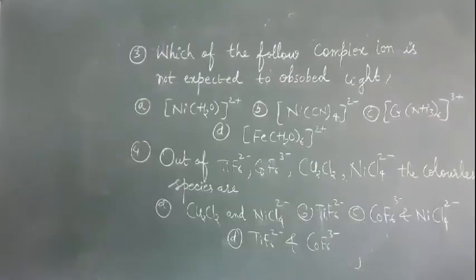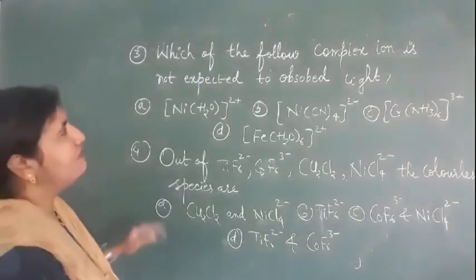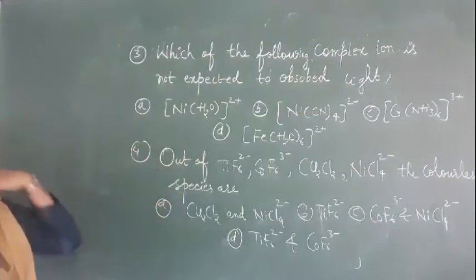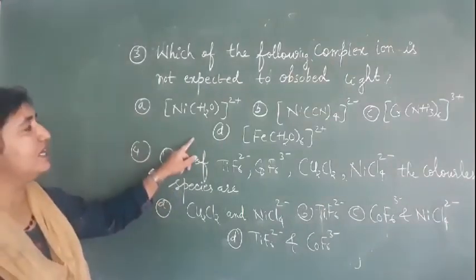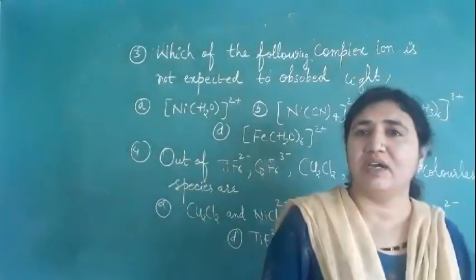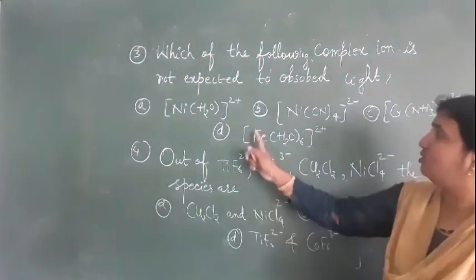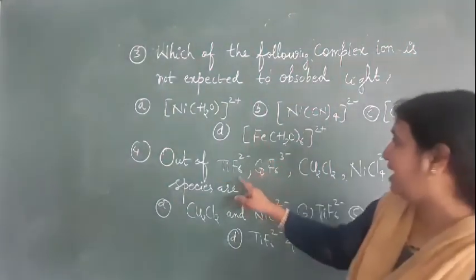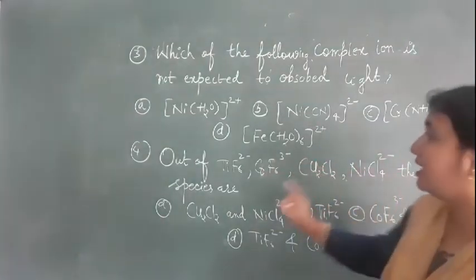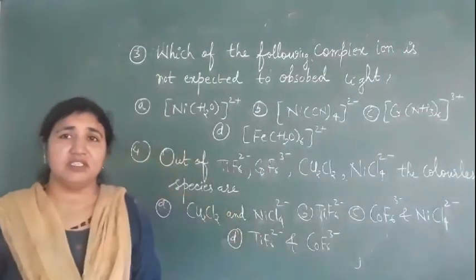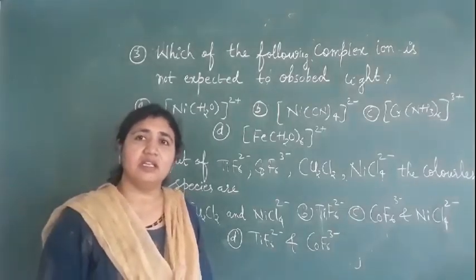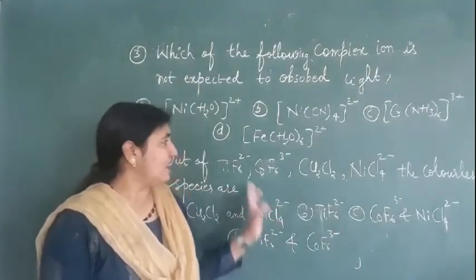So next question we have here: which of the following complex ions is not expected to absorb light? That means their d subshell will be full of electrons or empty, you have to see only that. Next we have TiF6 2 minus, CoF6 3 minus, Cu2Cl2, NiCl4 2 minus. The colorless species they are asking. When will they be colorless? If their d orbital is filled with electrons or the d orbital is empty, that you have to check here.